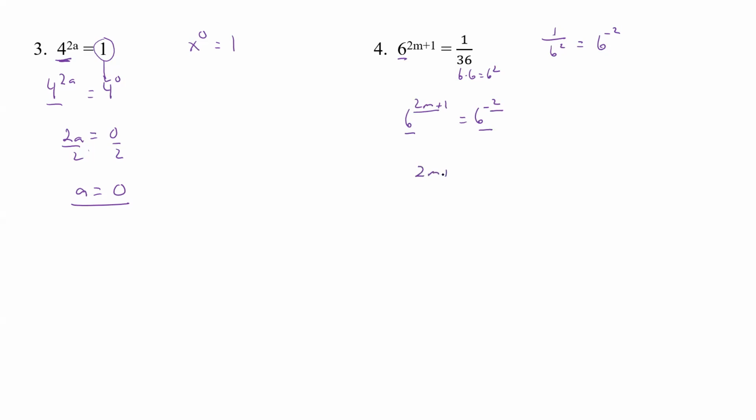So 2m plus 1 equals negative 2. Subtract 1. 2m equals negative 3, divide by 2, m equals negative 3 halves. And so that would be our solution. So again, this time we had to think about, well, what does this represent? Can we get it to be something with a base of 6? Well, 36 was 6 times 6, so that's 6 squared. We know if we take it to the numerator, we just change the sign, we get a negative 2, and then we have our like bases.